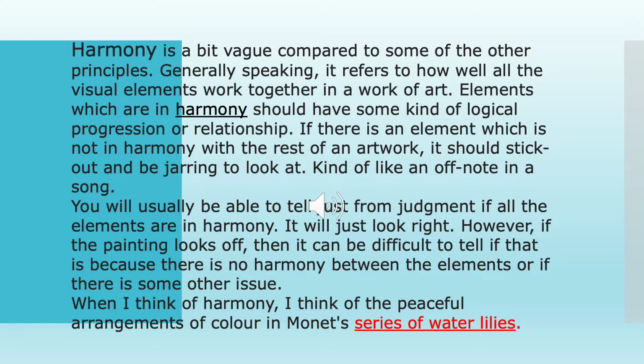You will usually be able to tell just from judgment if all the elements are in harmony; it will just look right. However, if the painting looks off, then it can be difficult to tell if that is because there is no harmony between the elements or if there is some other issue. When I think of harmony, I think of the peaceful arrangement of the colors in Monet's series of water lilies.